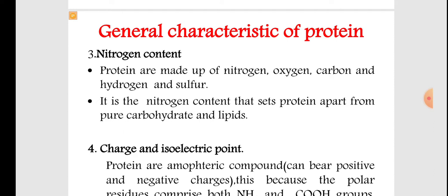Nitrogen content: proteins are made up of nitrogen, oxygen, carbon, hydrogen, and sulfur. It is the nitrogen content that sets protein apart from pure carbohydrate and lipid.